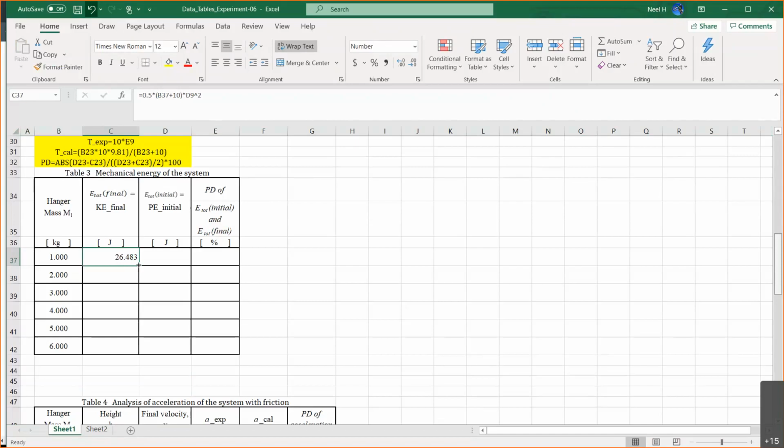Then all I have to do is just click and drag. So that will do the calculation automatically. Let me copy paste this function. This is for the E total final, E final.